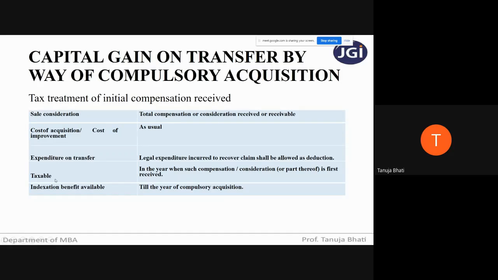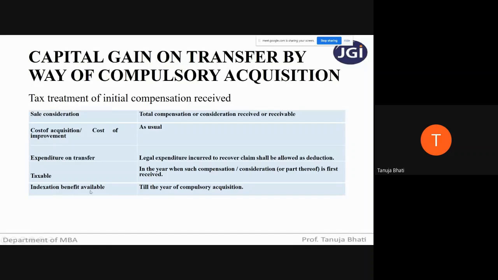And in which year is it taxable? In the year when such compensation or part thereof is first received. Suppose you have to receive a compensation of 1 crore. If you first receive 50 lakhs, in the year you're receiving the first part out of 1 crore, that 50 lakhs you charge in that year. Later, the other 50 lakhs you charge in the year that you're receiving it. So even in part, if you're receiving, that part will be taxable in the year when the compensation is received.